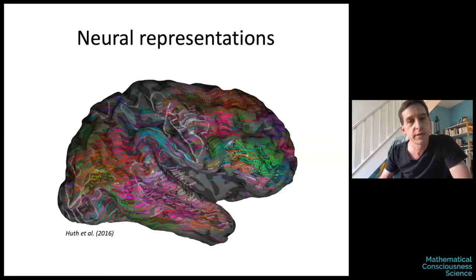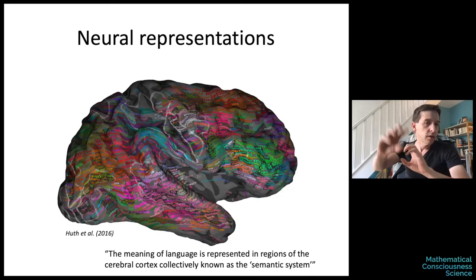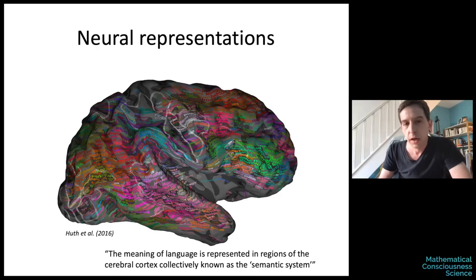So here's an example from an fMRI study. In this study, which I think uses typical phrasings, you can see words written in different areas of the brain. The first sentence of the study says the meaning of language is represented in regions of the cerebral cortex, collectively known as the semantic system. So you see the use of the word represented.